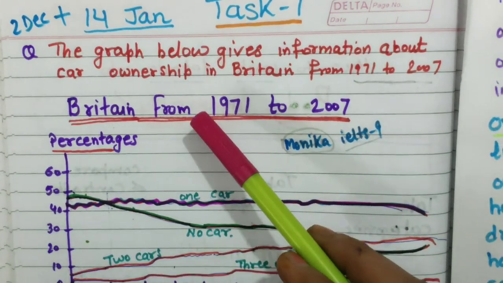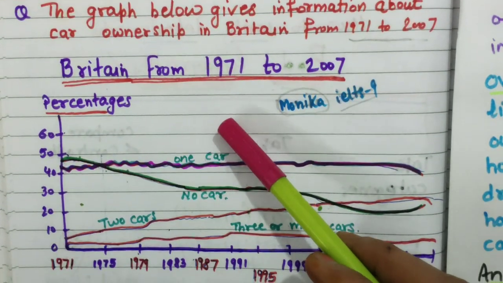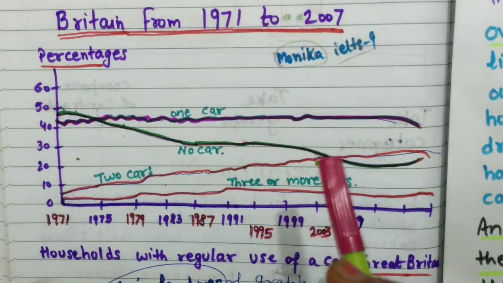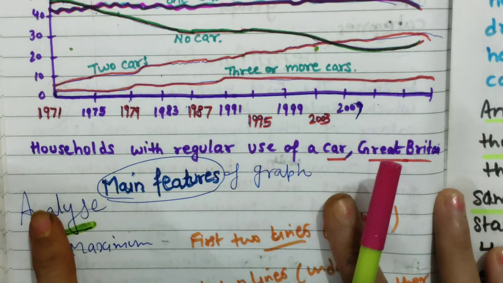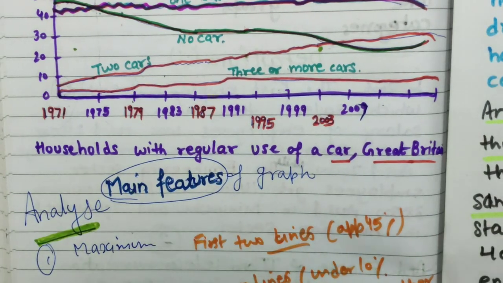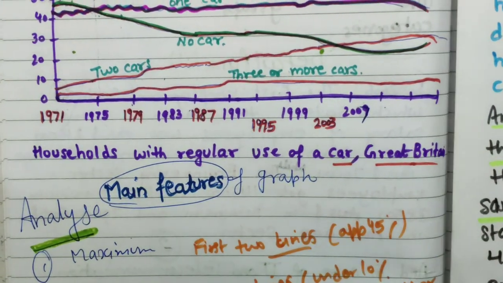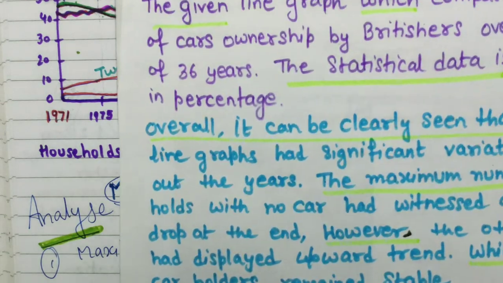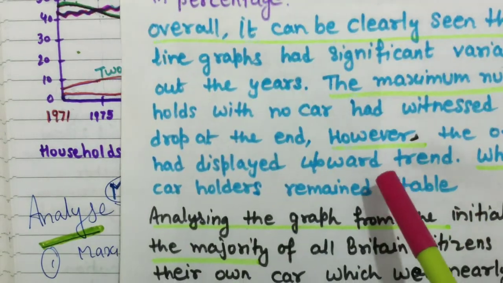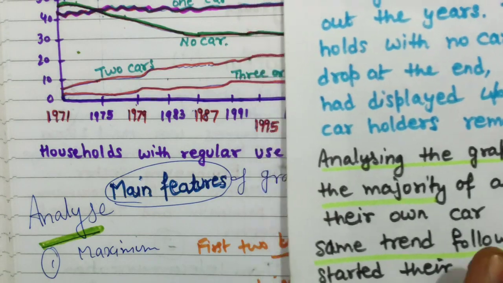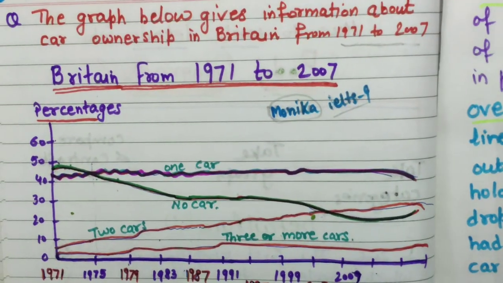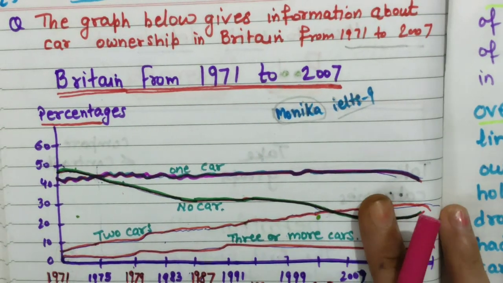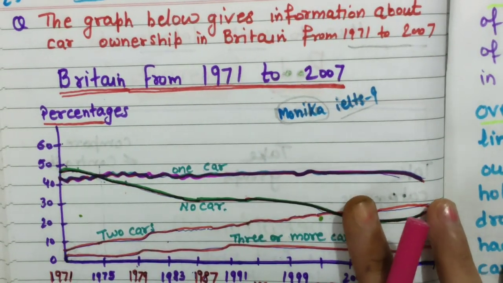So here this is a line graph: how to write this line graph, how to analyze it, and what are the main features of this graph. I will explain every time how to analyze things. And I'm going to show you how to write the introduction, overall paragraph, and body paragraph. So I will explain everything to you. Let's read this question statement first and then we will analyze this line graph.